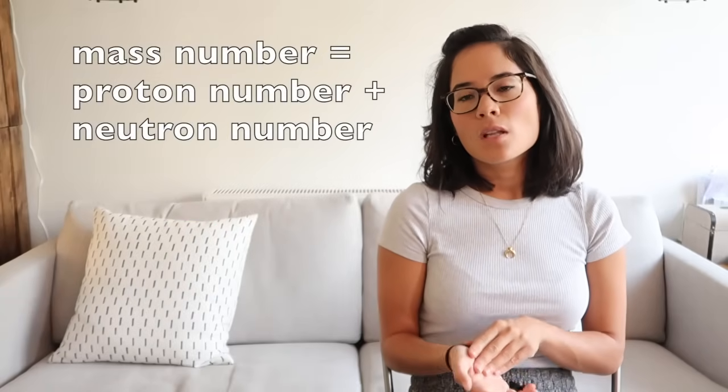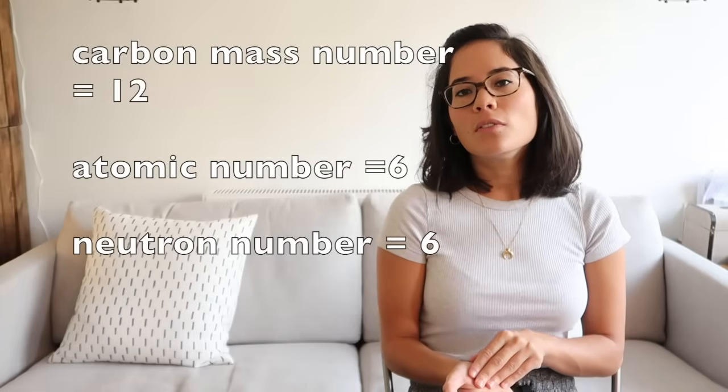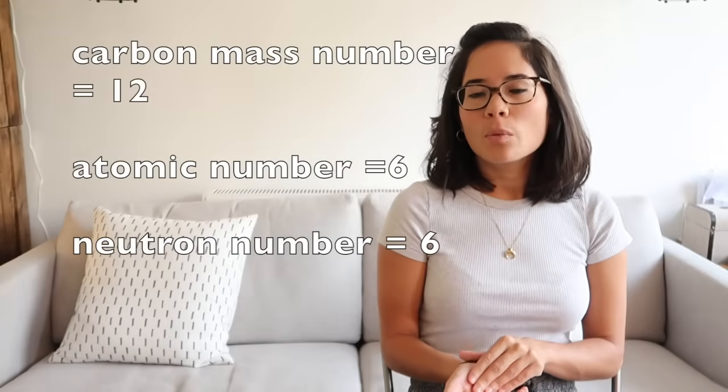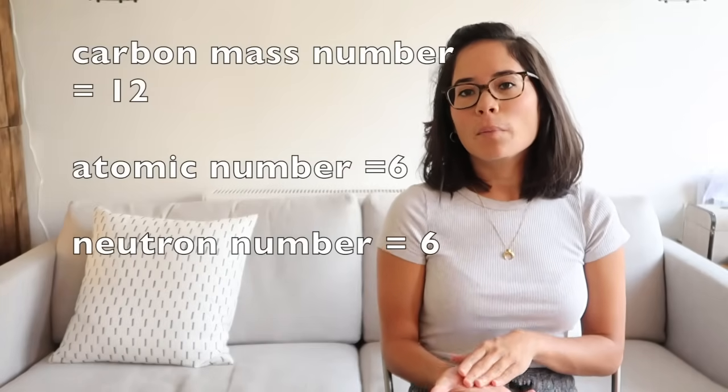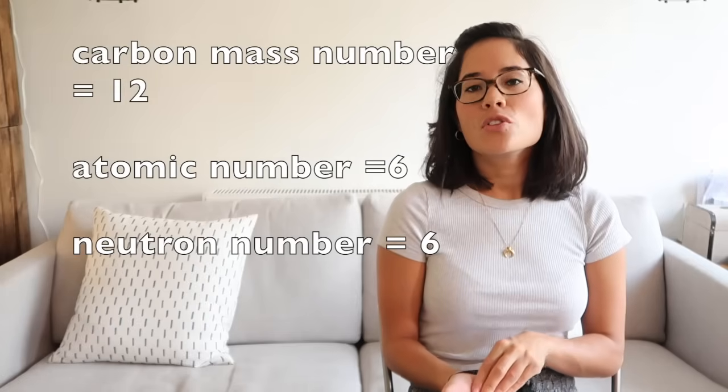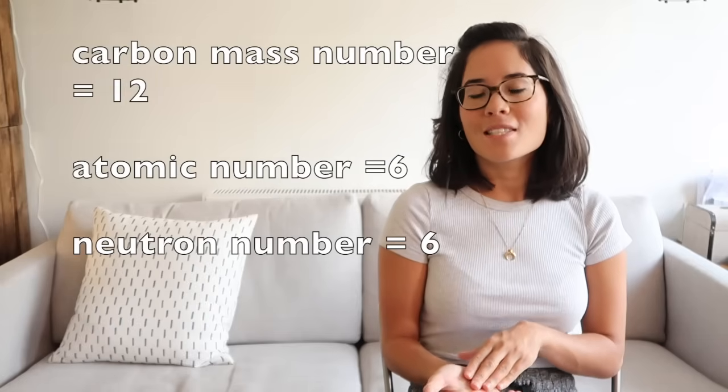Now looking at the mass number, the mass number is the total number of protons and neutrons. So if carbon has an atomic number of 6, that means the proton number is 6, and it has a mass number of 12. That means you can work out the neutron number by taking the atomic number away from the mass number, so the neutron number of carbon is 6.